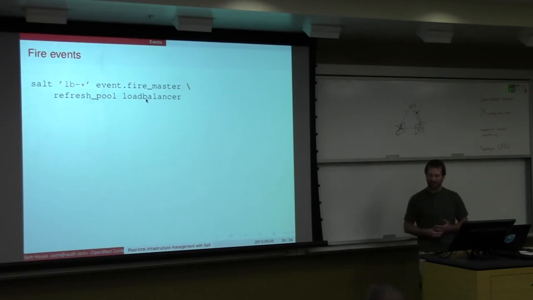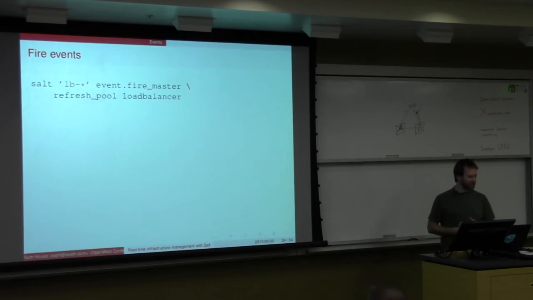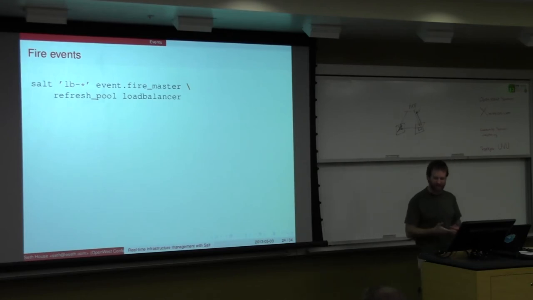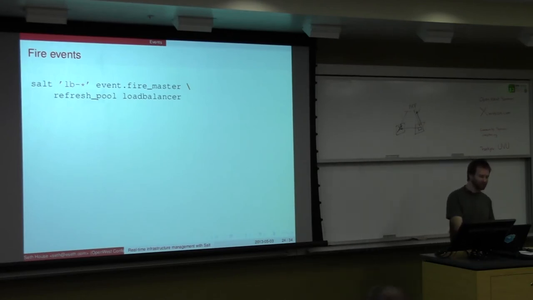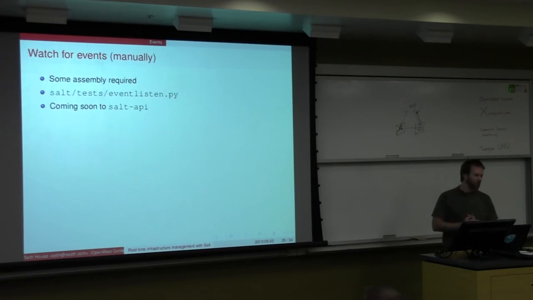Tags on events let you filter on events. Salt is constantly firing events, and tagged events let you look at just certain kinds of events if you're interested in certain kinds. If you wanted to watch for events manually, there's a little assembly required. There's a good example in the event documentation, or there's a script in the tests directory called event listen, which you can look at to see how they're doing it.